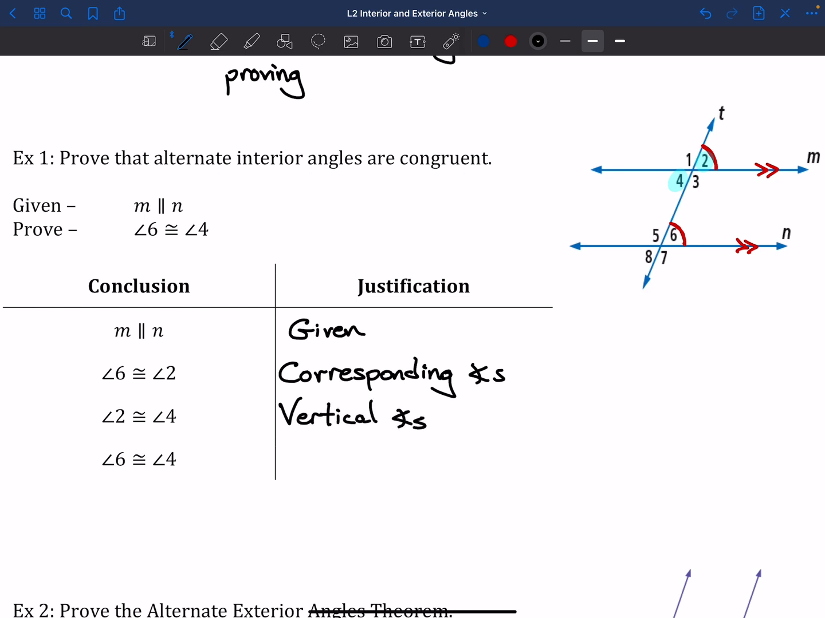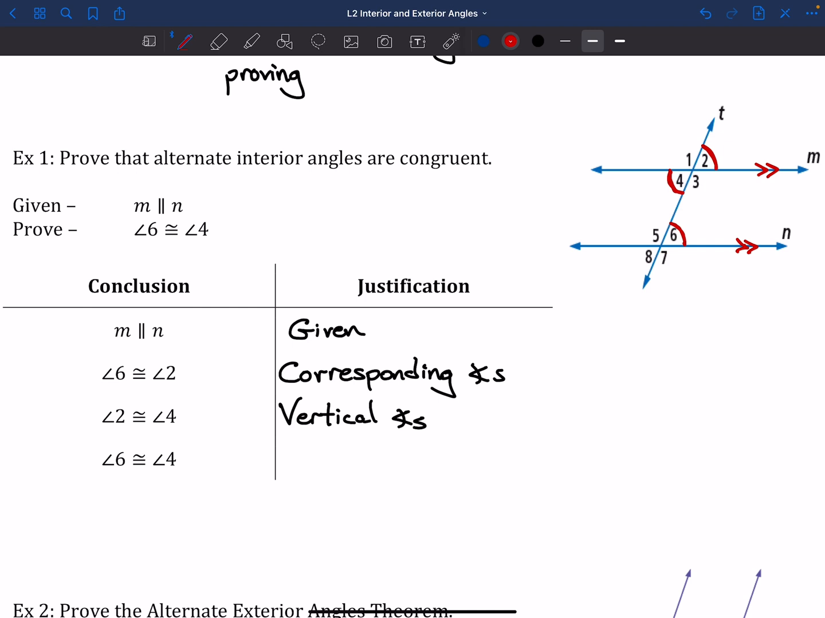Vertical angles are always going to have the same measure. So because I know that they have the same measure, I can now fill that in because it matches up with 2. I should put that same arc marking in there. And last but not least, we're trying to say somehow that 6 and 4 are equal to each other.